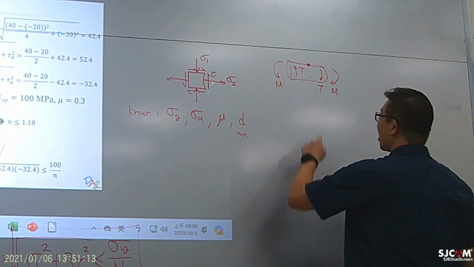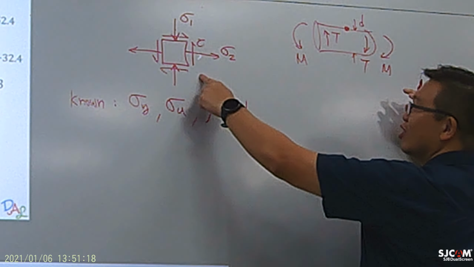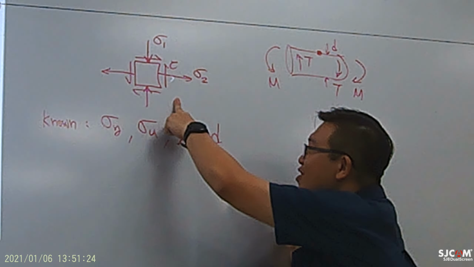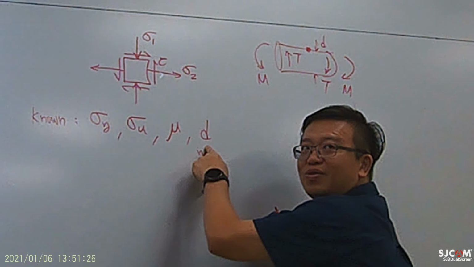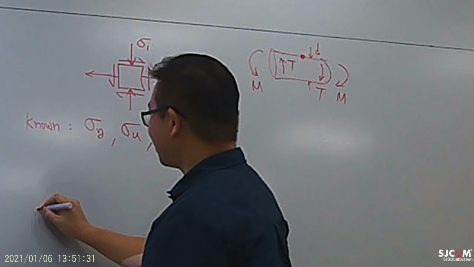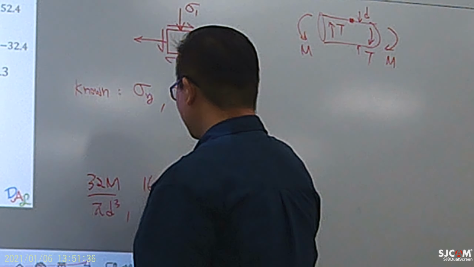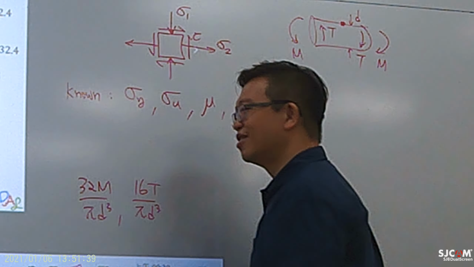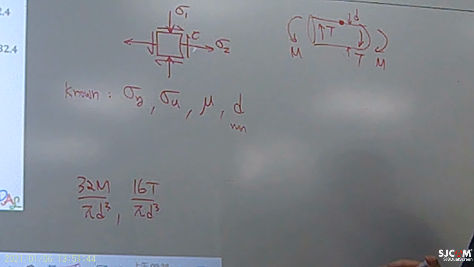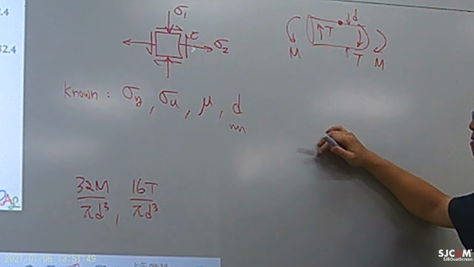If I make a drawing right here, usually I don't tell you dimensions. If I give you a drawing like this directly, there's no drawing of the shaft, so I may not give you D. If I don't give you D, that means I'm not asking you to plug in 32M over pi d cubed and 16T over pi d cubed. So it really depends on how much I would like to ask you to put together inside the equations.